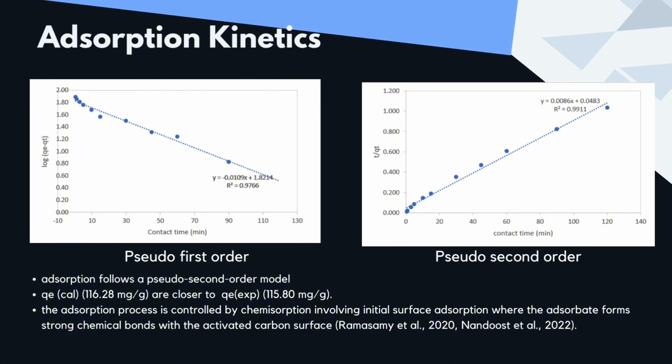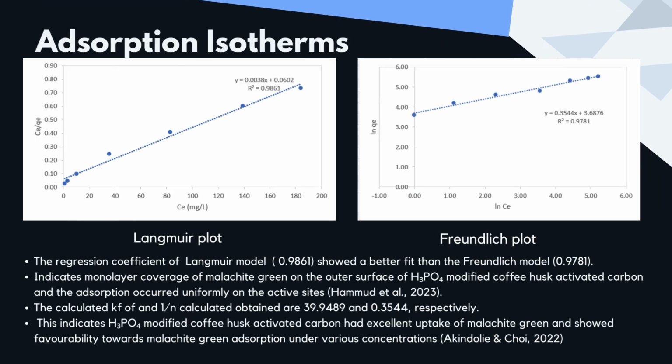The adsorption process is controlled by chemisorption, involving initial surface adsorption where the adsorbate forms strong chemical bonds with the activated carbon surface. We continue with the adsorption isotherms. The regression coefficient of the Langmuir model shows a better fit than the Freundlich model. It indicates a monolayer coverage of malachite green on the outer surface of phosphoric acid modified coffee husk activated carbon, and the adsorption occurs uniformly on the active site.